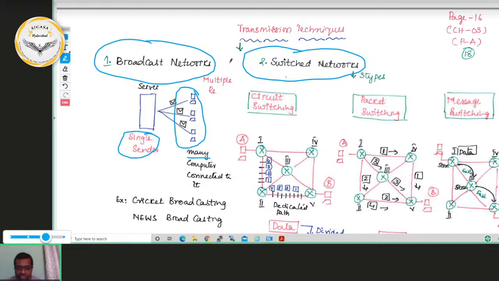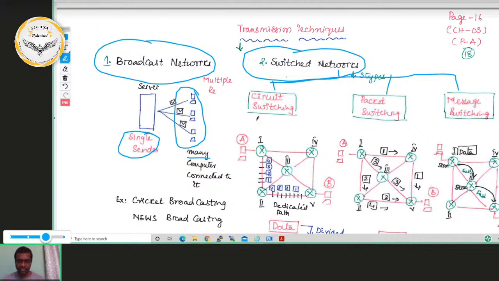Next one is called switched networks. Now these switched networks are divided into 3 types. First one is circuit switching, second is packet switching, and third one is message switching. So why do we require these switched networks? Because network topologies, which we have already studied, have restrictions. That means we cannot develop a larger network using network topology. That is the reason we move to switched networks.